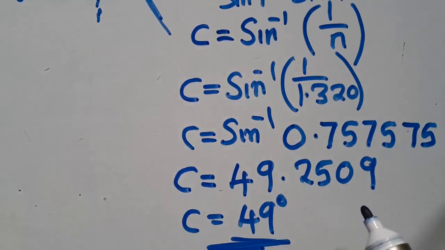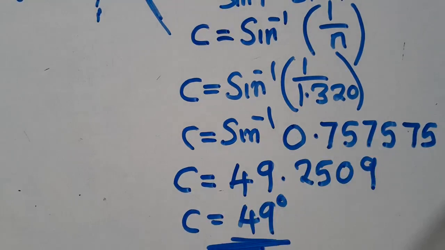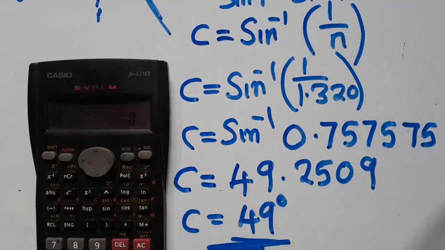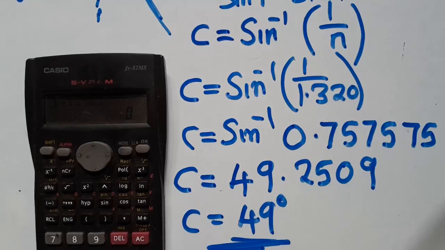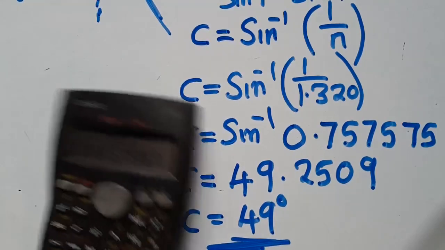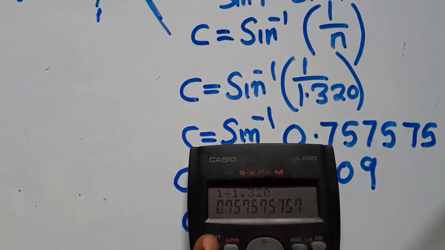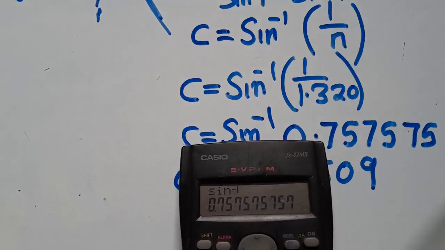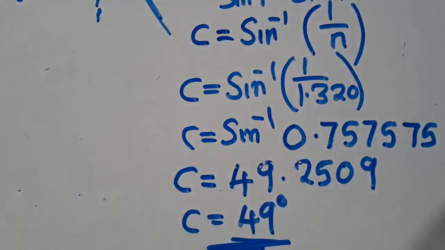Just to highlight one or two points, when you reach here, how can you type this on your calculator? You get your calculator like this. After you get your calculator, you say 1 divide by 1.320. That answer will pop up. Are you able to see that? That is your answer. Then you press shift, then sine. Have you seen the inverse? Since the answer is already displaying on your calculator, you just say equals. Have you seen that answer? This is how I found that.